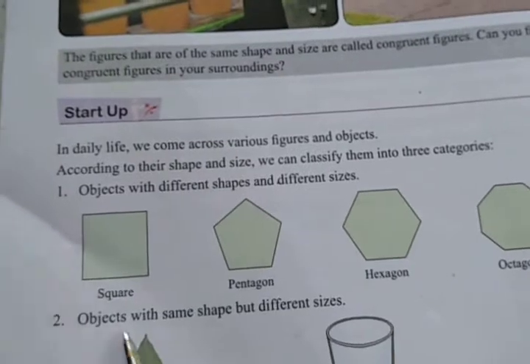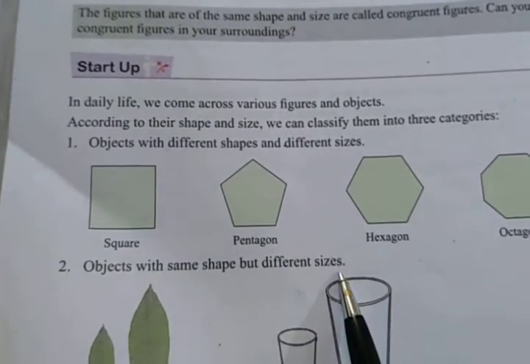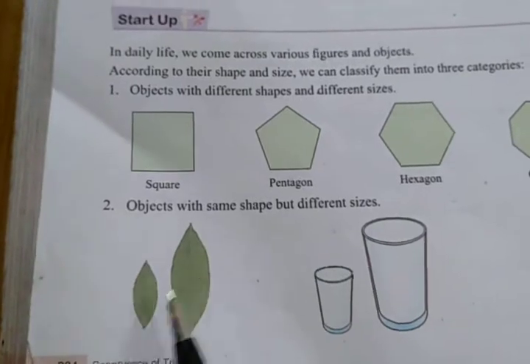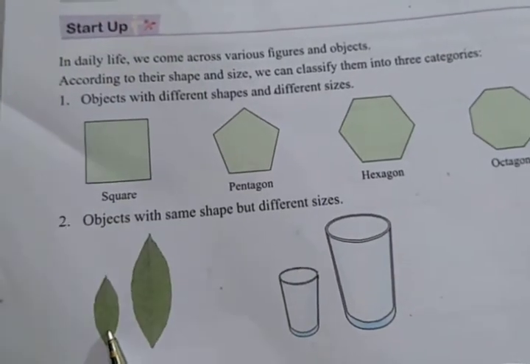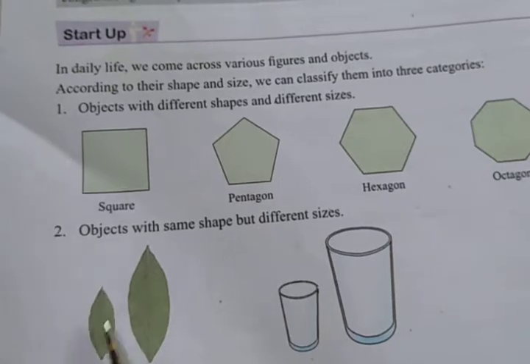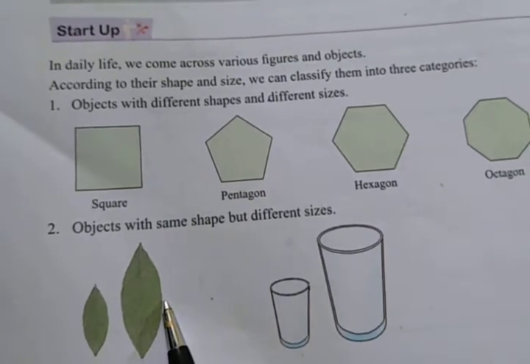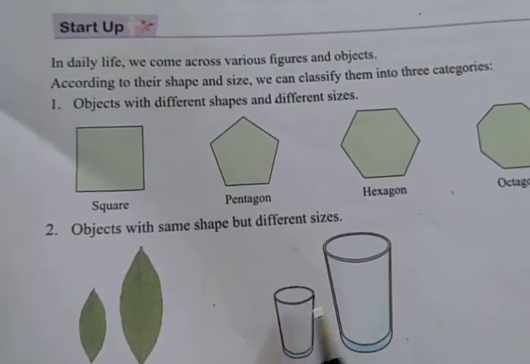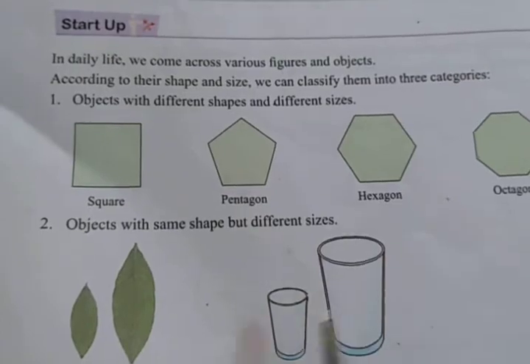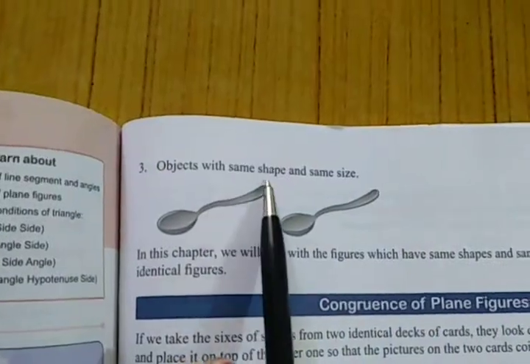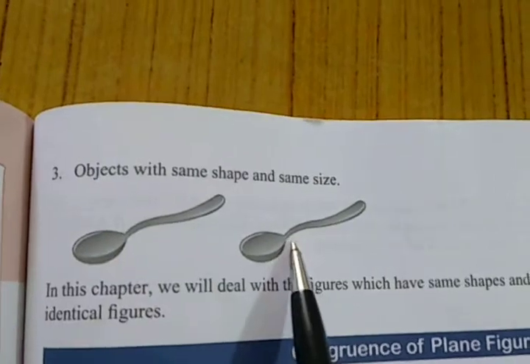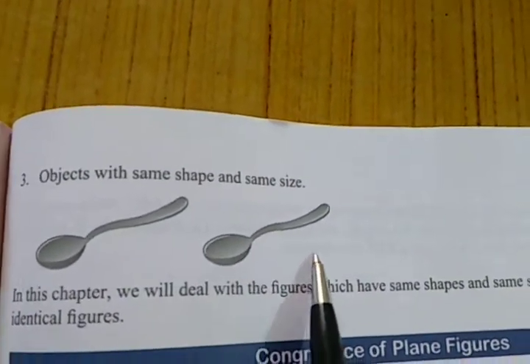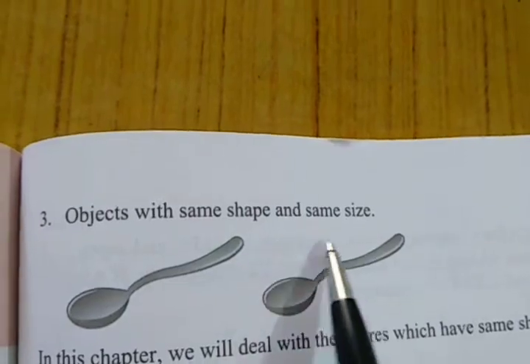Then number 2, objects with the same shape but different sizes. The shape is the same but the sizes are different. One is smaller than the bigger one. Then number 3, objects with the same shape and the same size. Here 2 spoons are there. These are objects with the same shape and the same size.